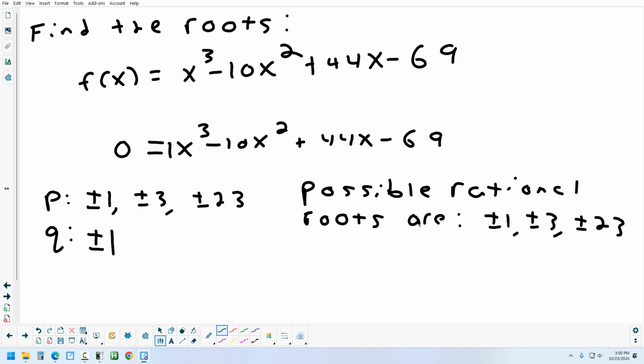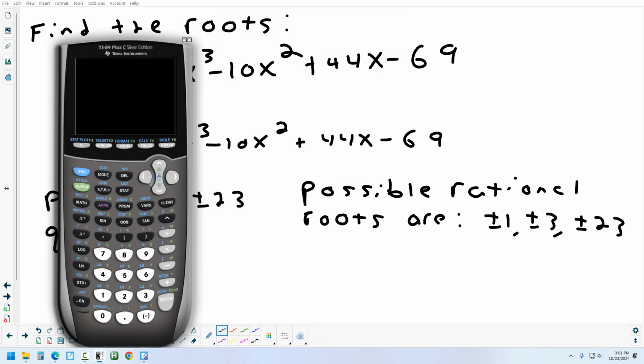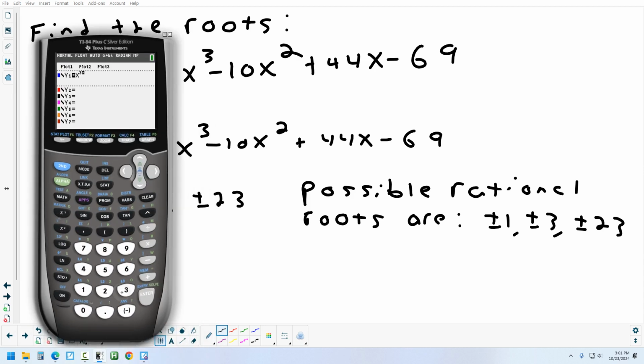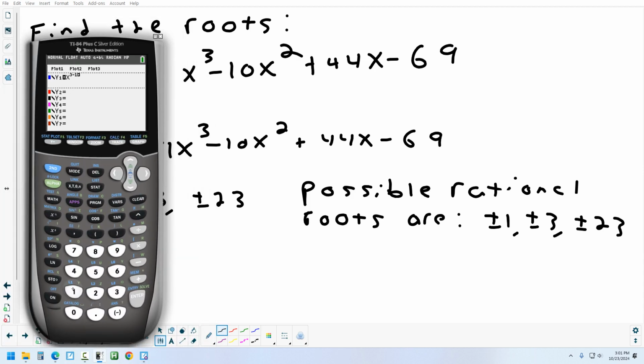Now we need to narrow that list down. How are we going to figure out, out of those 6 numbers, which ones work? Possible rational roots. Okay, so what we want to do now is graph that, and that's going to help us narrow down which numbers are going to work. Oh, so we're just trying to figure out what intercepts match the possible rational roots? Yes.